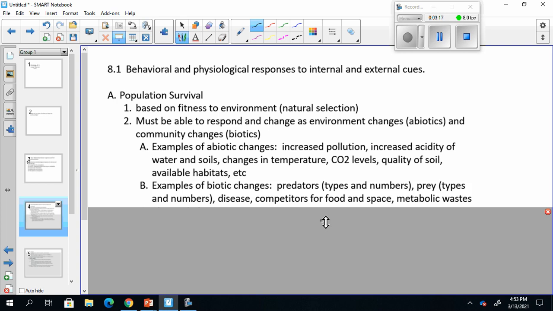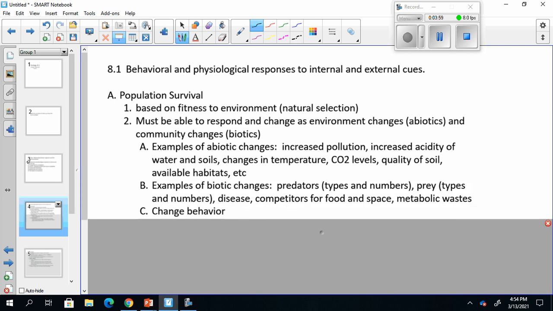Disease, because disease is like bacteria, bacteria that are trying to get in you or other organisms, that's a living thing. Competition for food and space, and then metabolic waste. Even though the waste itself is not alive, it is a nitrogen-based waste that's coming from another organism, like urine, urea, uric acid. All of those things are pollutants to an area and can affect how many can live in that space. That's why us having sanitation systems is so important for human survival.